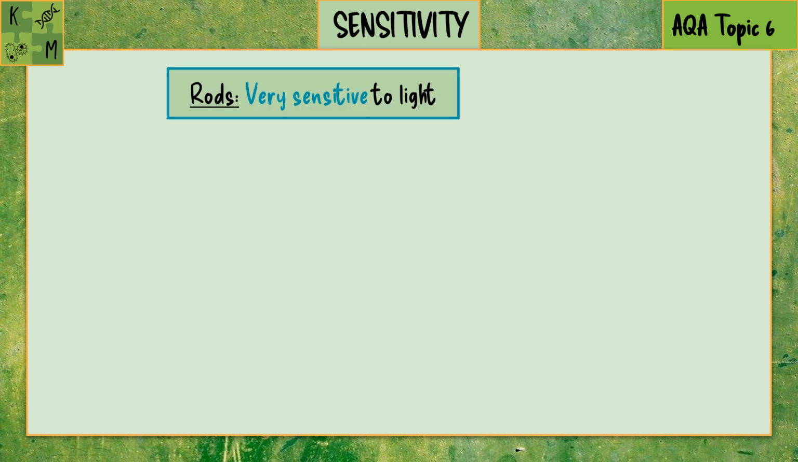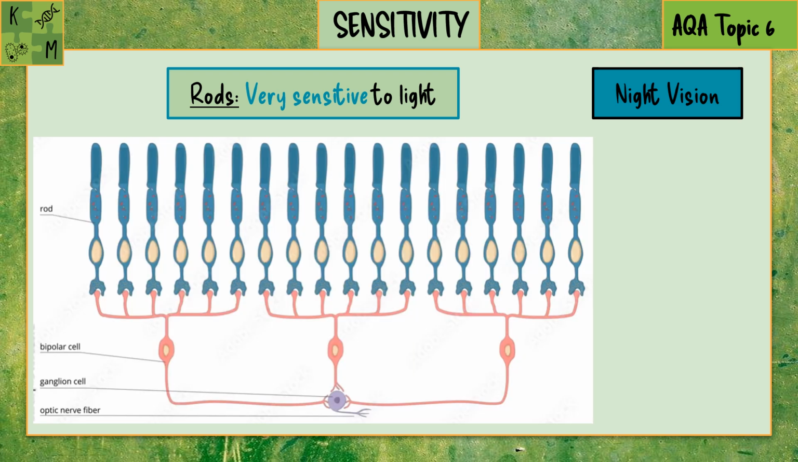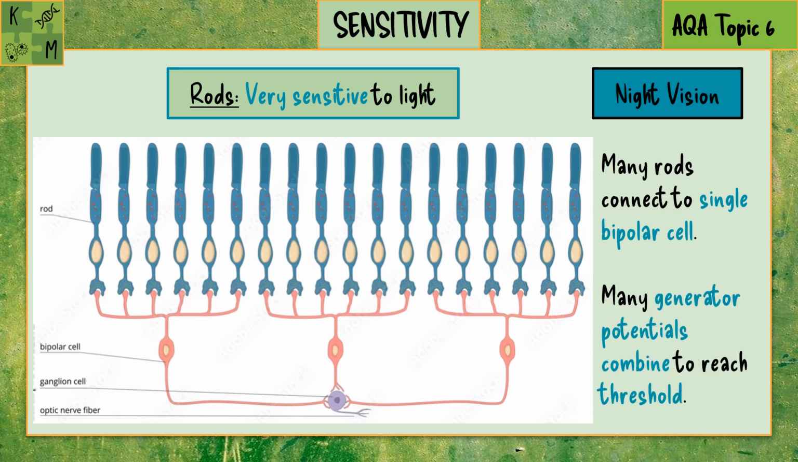Rods are very sensitive to light. This means they can initiate action potentials in the ganglion cells in dim light, and so, as we've already said, provide us with night vision. This ability is due to many rod cells synapsing with a single bipolar cell, so many generator potentials are combined to reach threshold in the bipolar cell. This is an example of spatial summation.